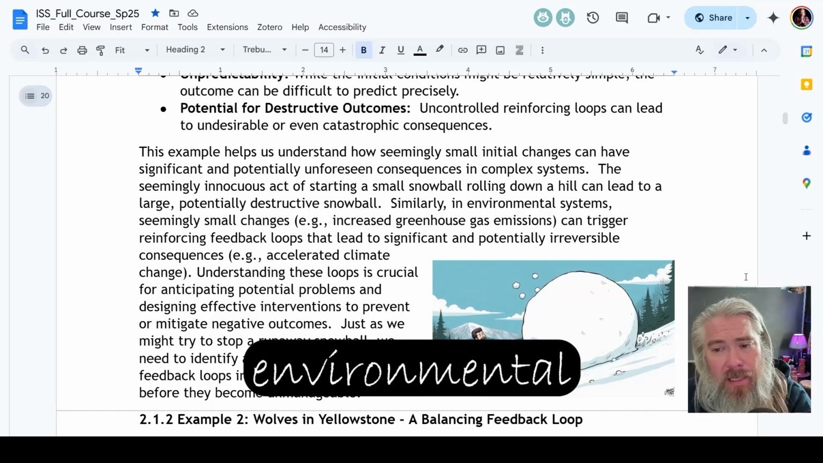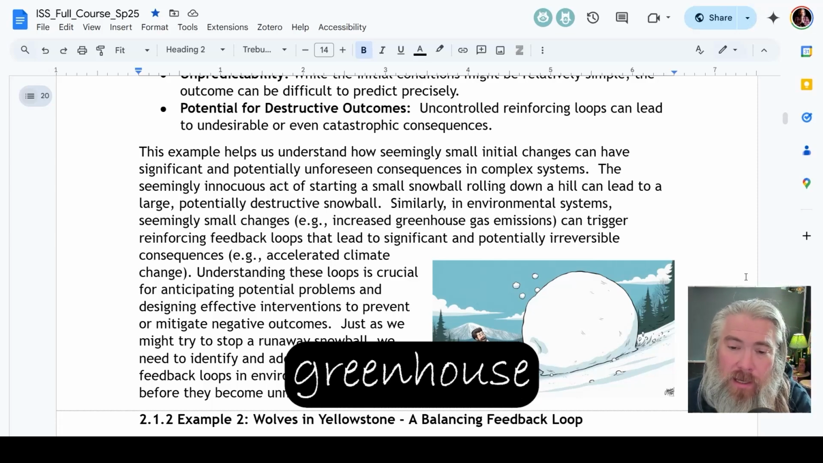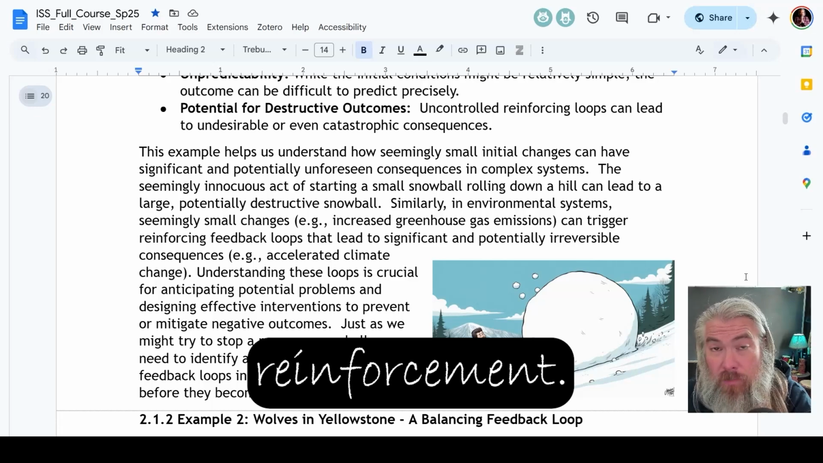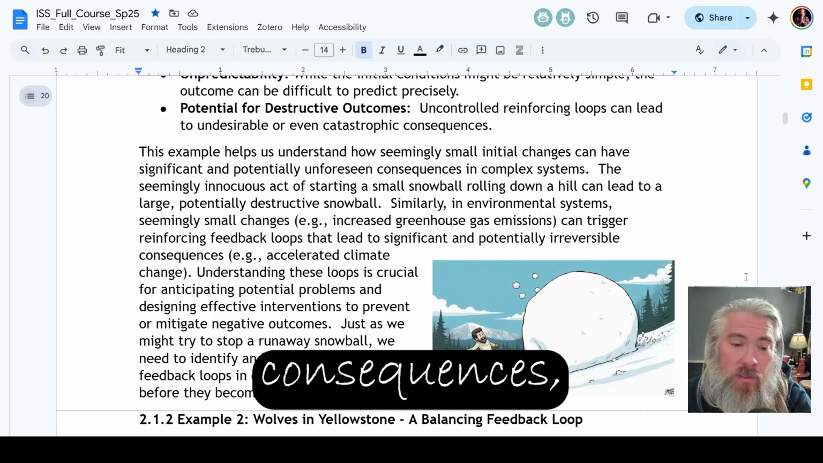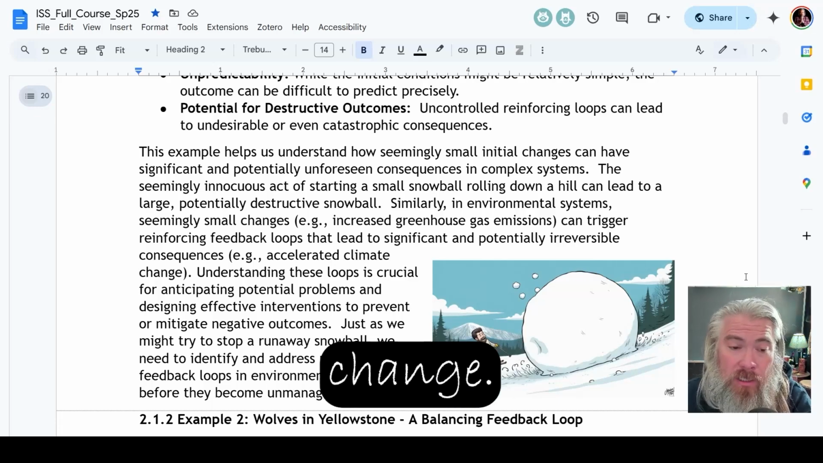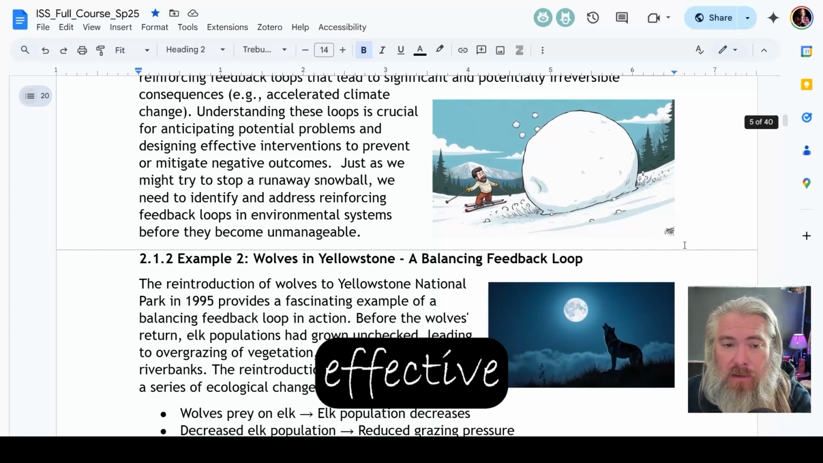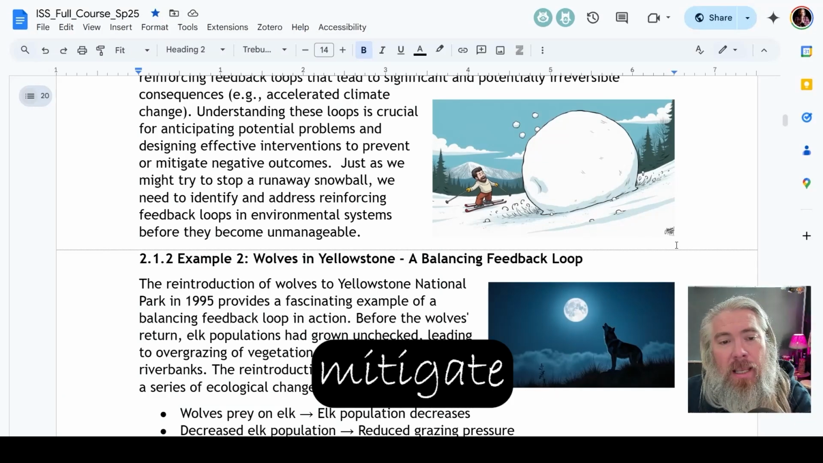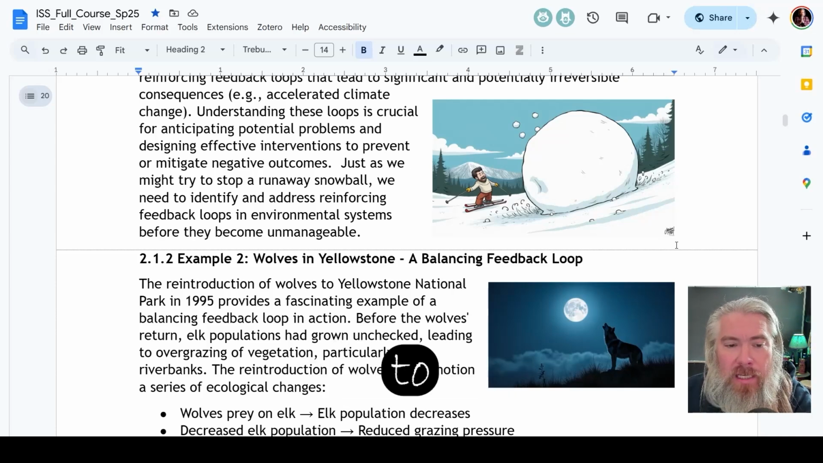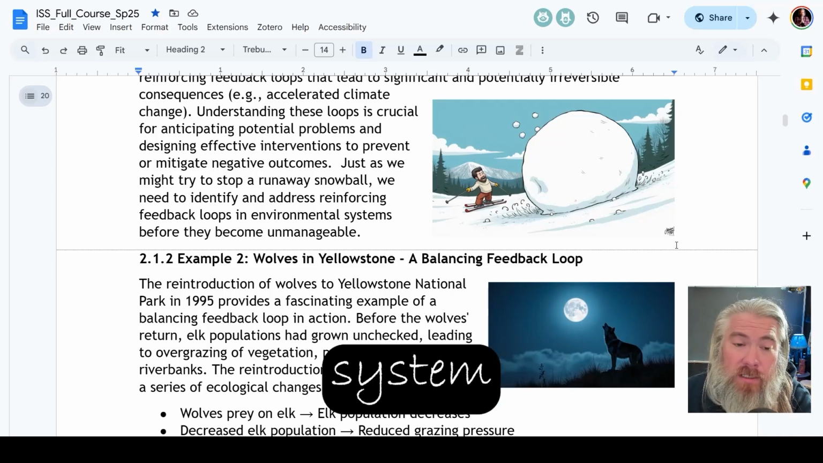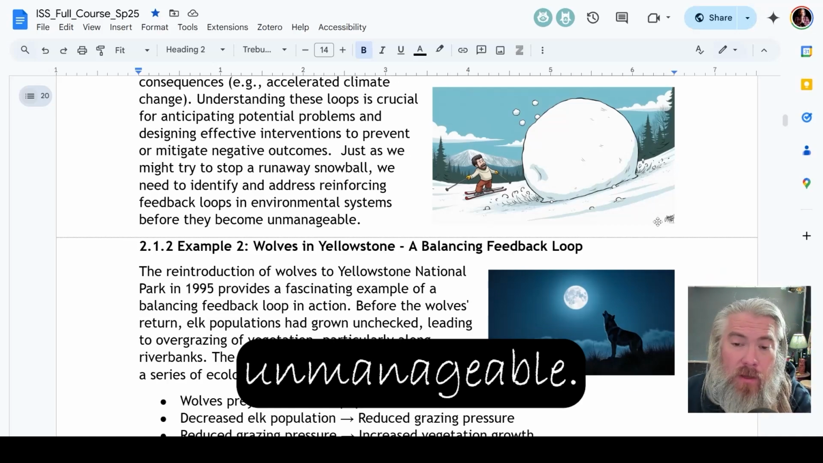snowball. Similarly, in environmental systems, seemingly small changes, such as increasing greenhouse gas emissions, can trigger reinforcing feedback loops that lead to significant and potentially irreversible consequences, such as accelerated climate change. Understanding these loops is crucial for anticipating potential problems and designing effective interventions to prevent or mitigate negative outcomes. Just as we might try to stop a runaway snowball, we need to identify and address reinforcing feedback loops in environmental systems before they can become unmanageable.